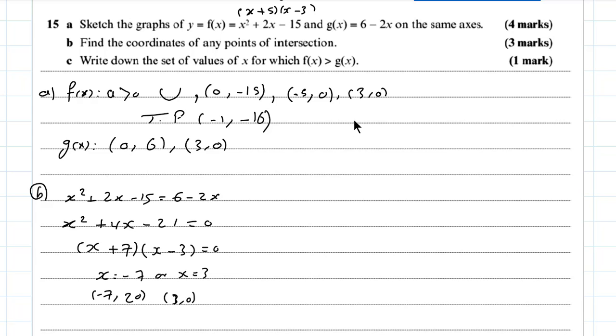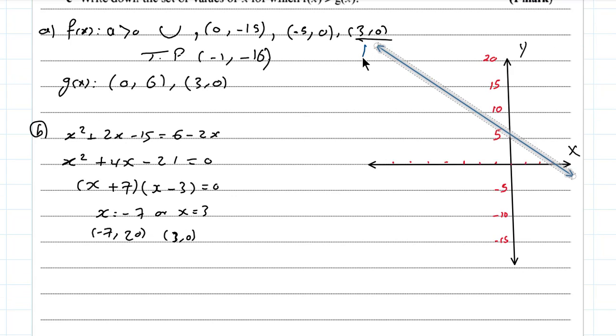3 and 0 is a common point here. Okay, very good. This is the straight line that joins between 3 and 0 and 0 and 6, and this is the curve passing through 0 and negative 15, 3 and 0, negative 5 and 0, and negative 7 and 20 is a common point here. Okay, and of course 3 and 0 is the other common point. The turning point is negative 1 and negative 16.